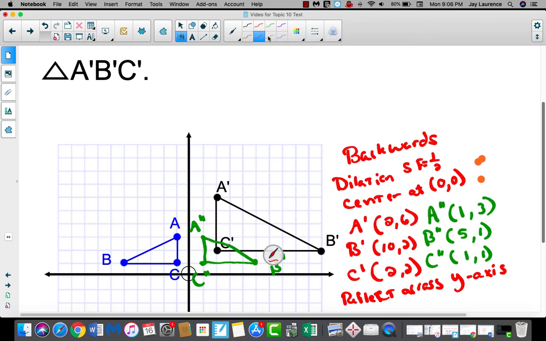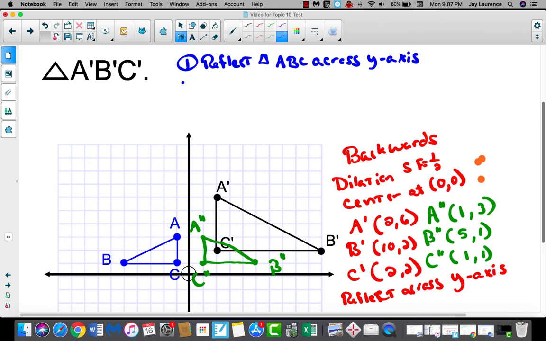So my actual solution, step 1, is to reflect triangle ABC across the y-axis. My second move is going to be to dilate with a scale factor of 2.